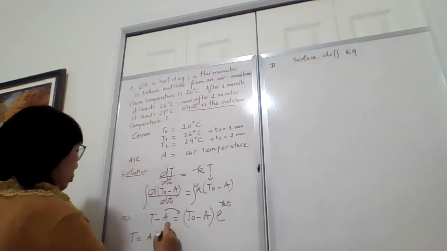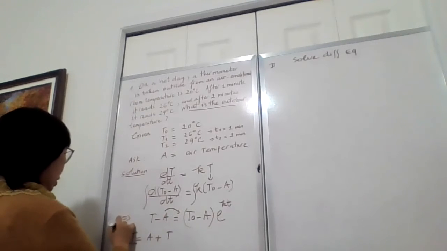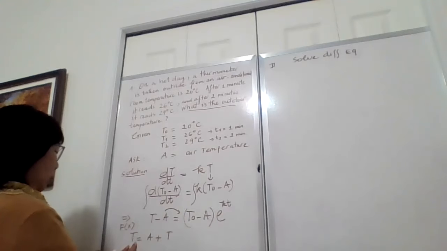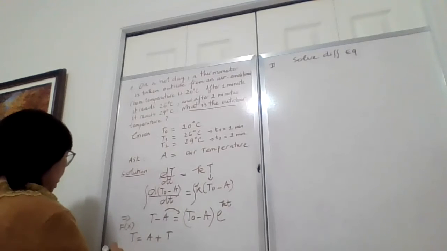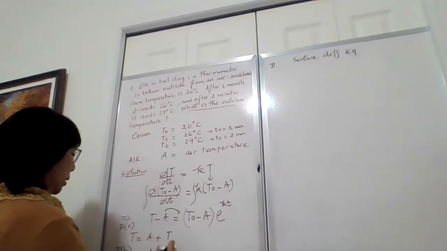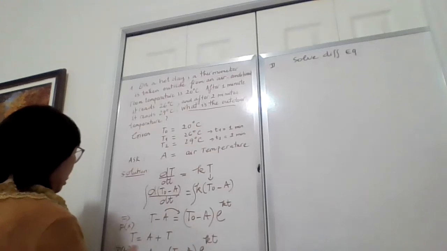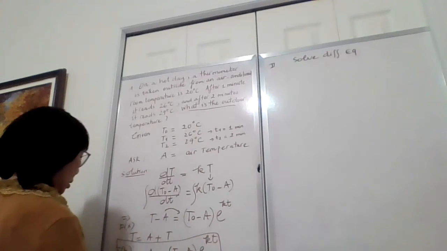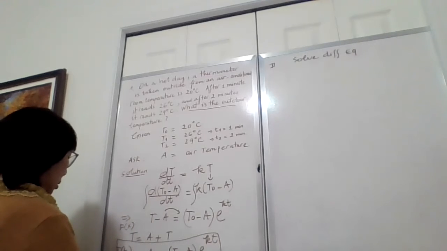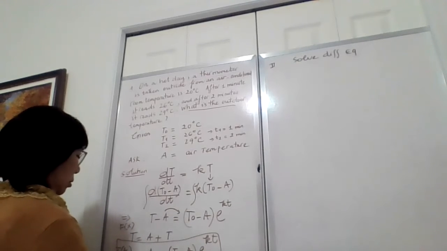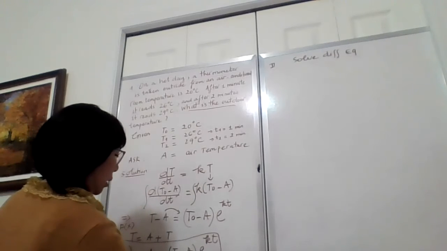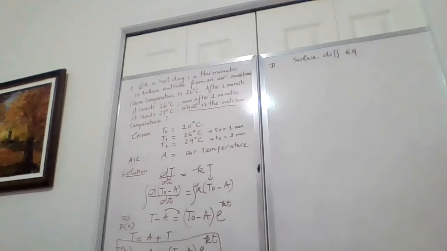We get A adding with T, and remember this represents a function of x, not just one numerical value, but the whole function. Or you can write this as temperature with respect to time as well. So that will be equal to A plus (T0 minus A) e to the kt. So this becomes the formula by Newton's law of cooling, right? So that's our formula.